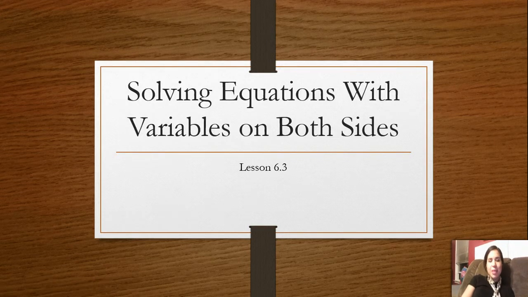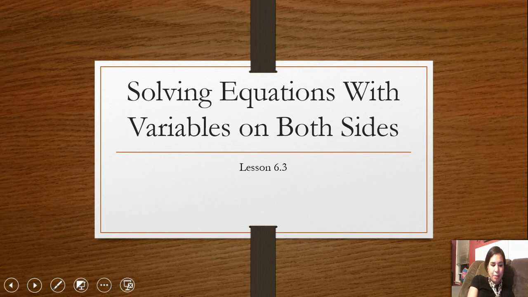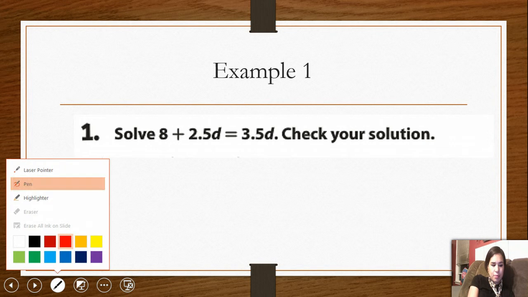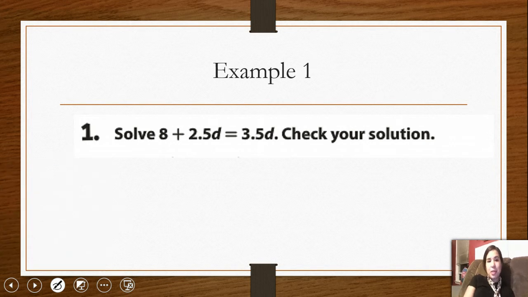Hi guys, today we're going to be looking at solving equations with variables on both sides. In our first example, it says to solve, and then it has 8 plus 2.5d equals 3.5d.